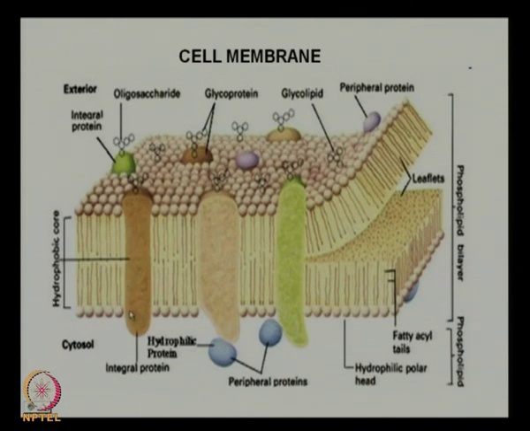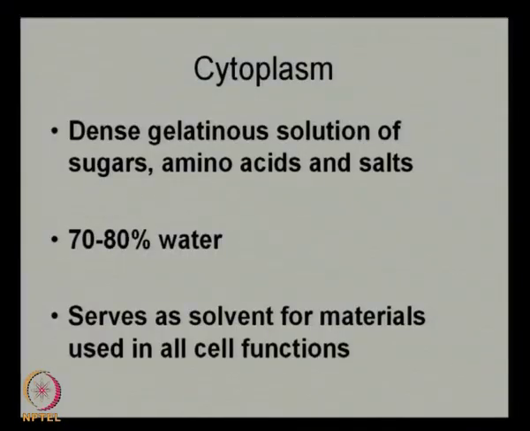And this way there are different proteins, that is peripheral proteins and integral proteins, which are the glycoprotein, glycolipid, oligosaccharides etc. that are present, and they arrange themselves in such a way that they give extra protection to the cell wall of this bacteria. Now, below this is the cytoplasm.